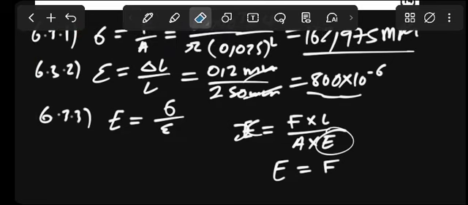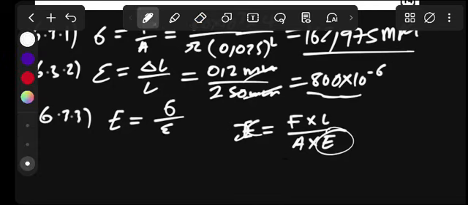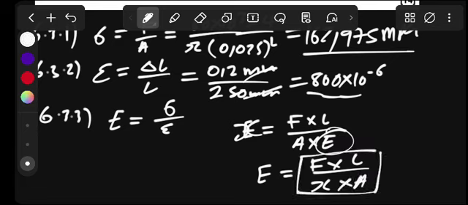Sorry about that notification. Without wasting time, you can make Young modulus of elasticity the subject. It's F multiplied by length over change in length multiplied by area. It's either you use this or you use this. I will use this, guys. The fastest one.